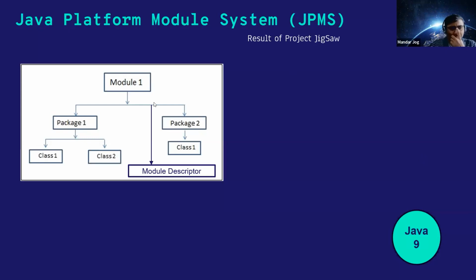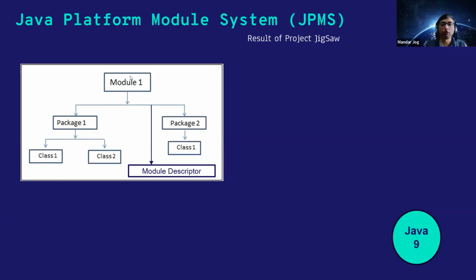The structure says that each module will consist of packages. Earlier, if you remember, I used to have the SRC, in the SRC I used to have the packages, and in the packages I used to have the classes. Now I will have the module, in the module I will have the packages, and in the packages I will have the classes. That's the way the structure has changed. We'll talk about why it is required and how it has been modified.